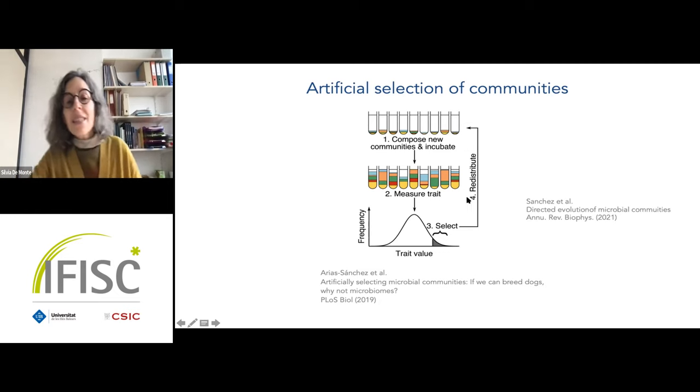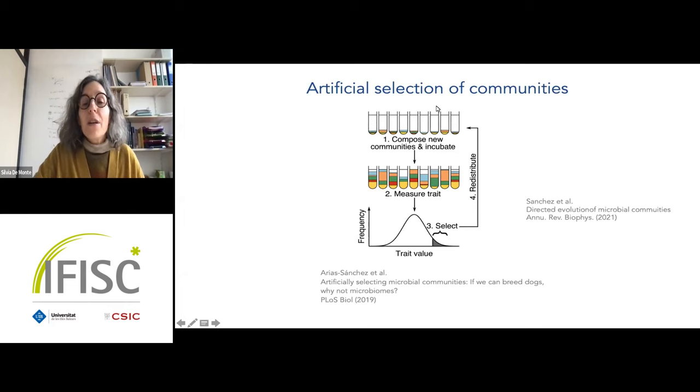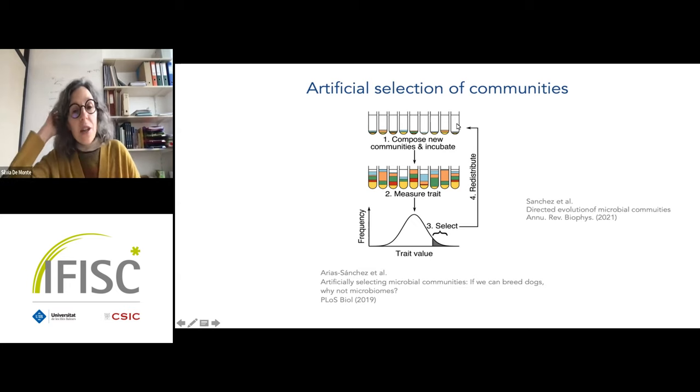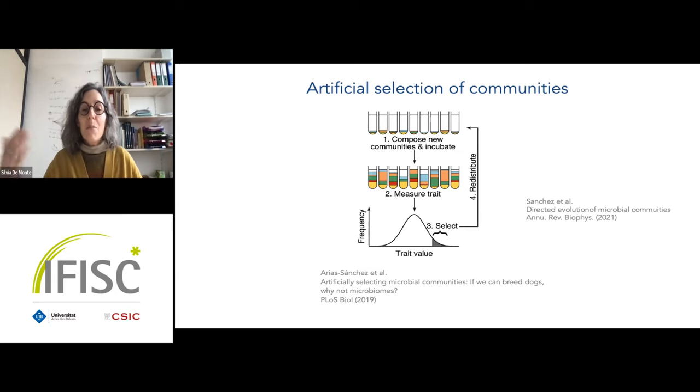And on the basis of this trait, you select the best communities and use this to seed, or to inoculate, again a new generation of vials, in this case, where this step typically involves dilution. And so you start this cycle again and again. And the idea is that in this way, you should be able to select better and better communities for the property you have been selecting.